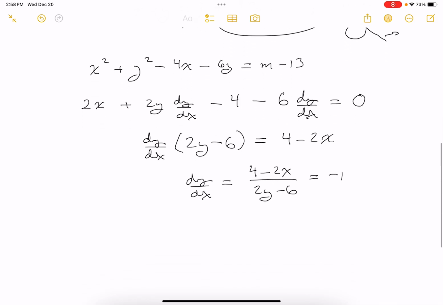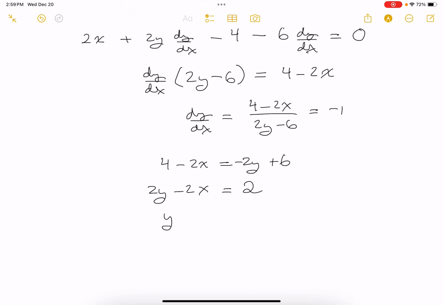All right? Let's write that down. So 4 minus 2x equals minus 2y plus 6. So I'm going to say 2y minus 2x, and I'll take away 4 from both sides. I get 2. I can divide both sides by 2, and I get y minus x equals 1. All right, let's keep moving. So y minus x equals 1.